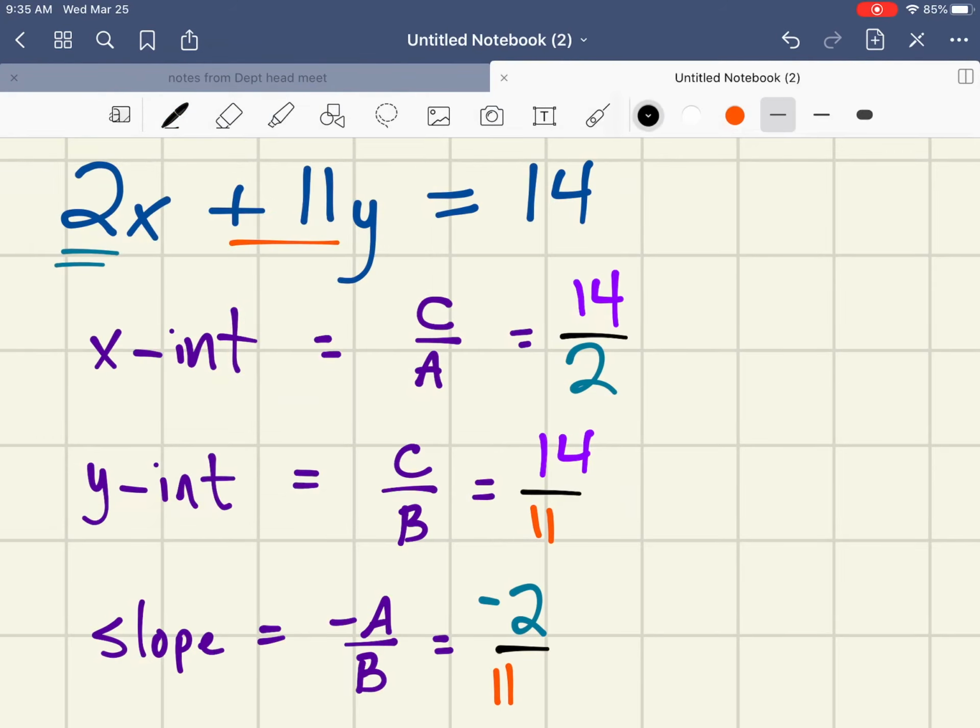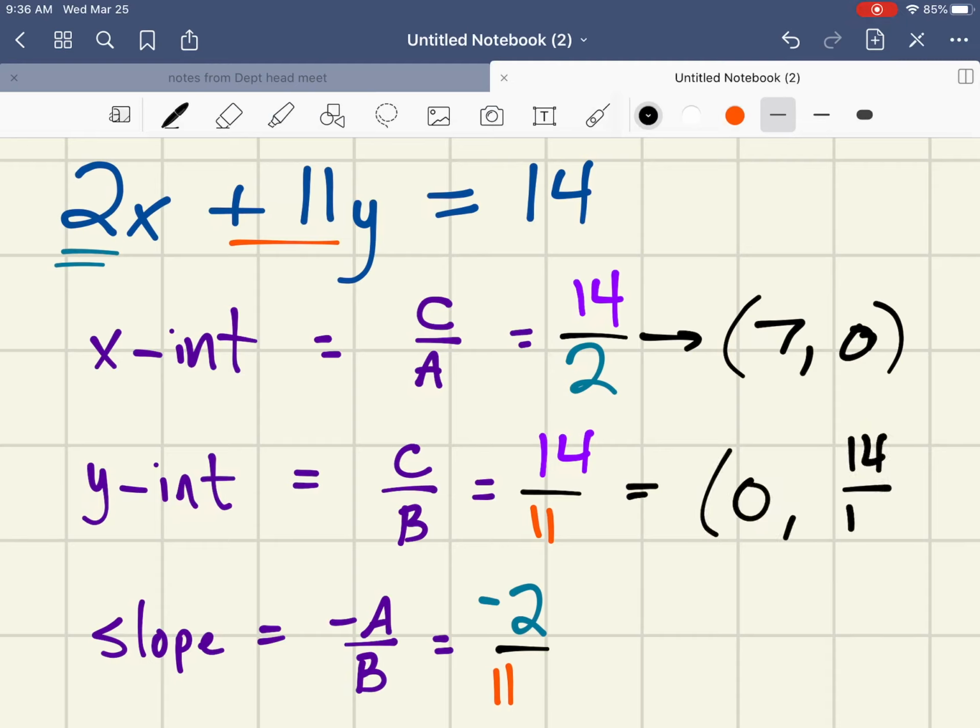Now, after you find those numbers, plug them in, we see that this reduces to 7. That's the x-intercept, 7, 0. The y-intercept doesn't reduce, so it's just 0, 14 elevenths, not my favorite y-intercept ever. And my slope is negative 2 elevenths. And that's how you find the different pieces of information that we're going to need for standard form.